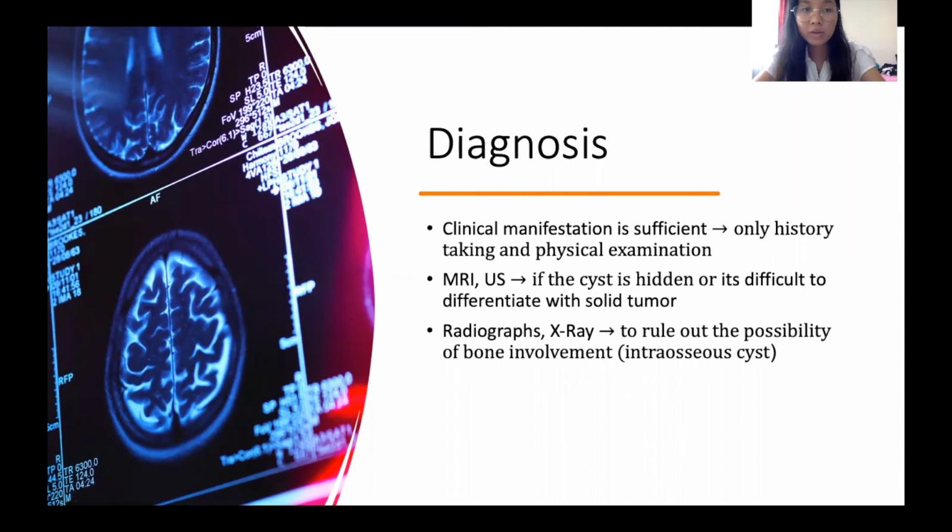So, the clinical manifestation of ganglion cyst lesions is sufficient to confirm a diagnosis of ganglion cyst. So, history taking and physical examination are usually performed. Investigation in the form of MRI or ultrasound is indicated if the cyst is hidden or difficult to differentiate from a solid tumor. Meanwhile, radiographs or X-rays are performed to rule out the possibility of bone involvement, for example, an intraosseous cyst. Biopsies of ganglion cysts are not regularly suggested.